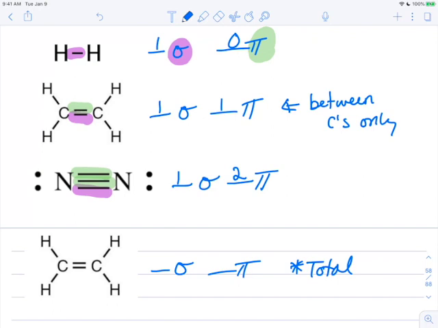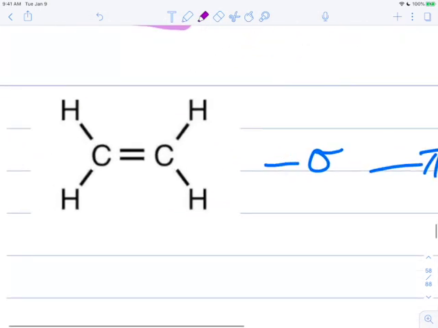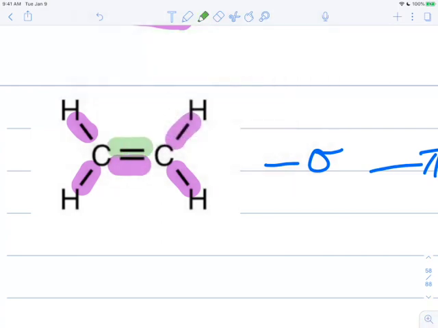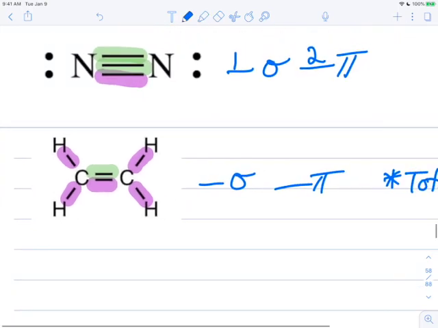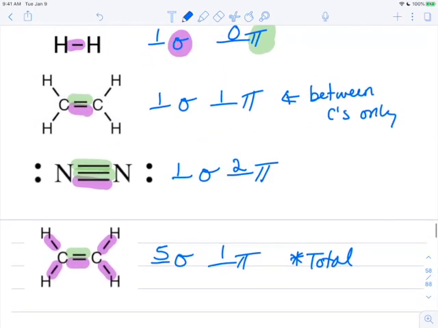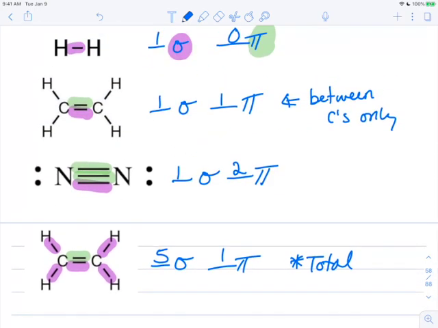All right, so now the last one is the tougher one, but I do want you to be able to count sigma and pi in a full molecule. So here is a sigma, sigma, sigma, sigma, and then there's one of these that's going to be our sigma. The other one would be a pi. All right, so it looks like we have 1, 2, 3, 4, 5 sigma and 1 pi. So any questions on anything here?